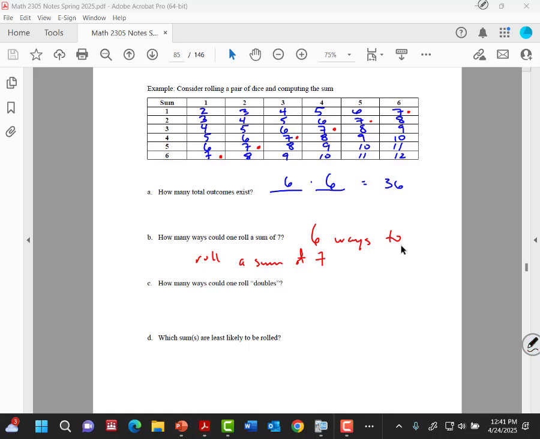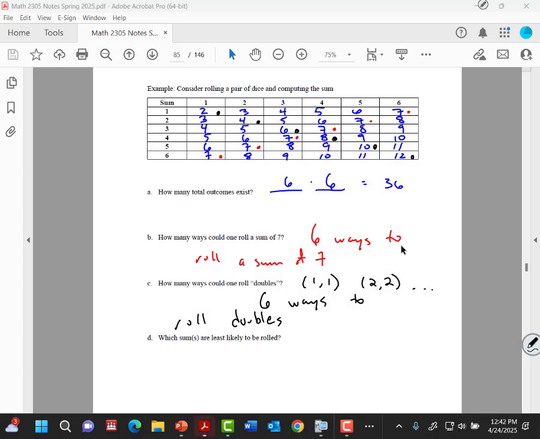Okay, how many ways could one roll doubles? And when we say doubles, that simply means we get a 1 and a 1, a 2 and a 2, etc. So the same number on each die. So that would be this diagonal right here. A 1 and a 1, a 2 and a 2, a 3 and a 3, a 4 and a 4, a 5 and a 5, a 6 and a 6. And there are 6 ways to roll doubles.